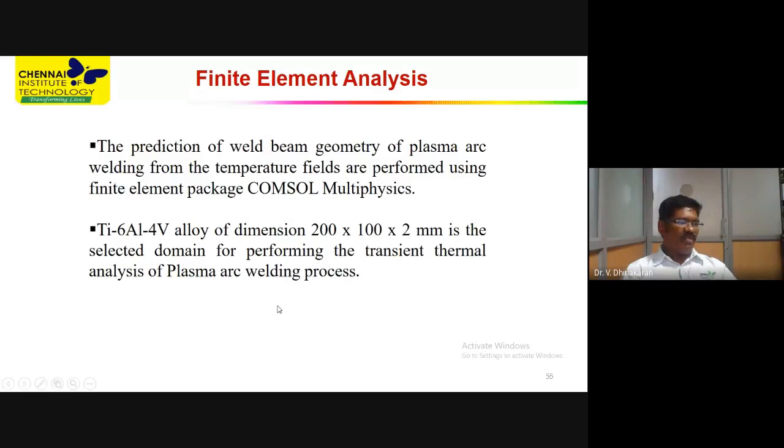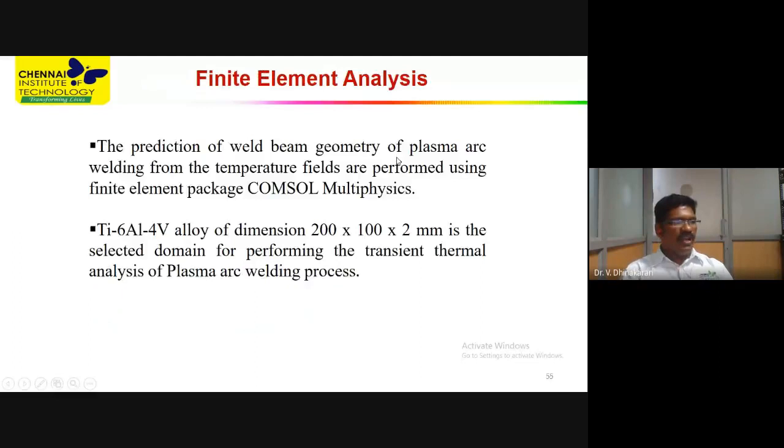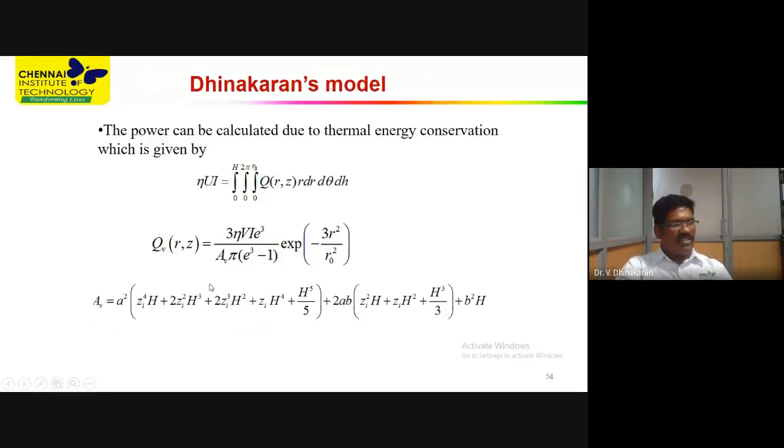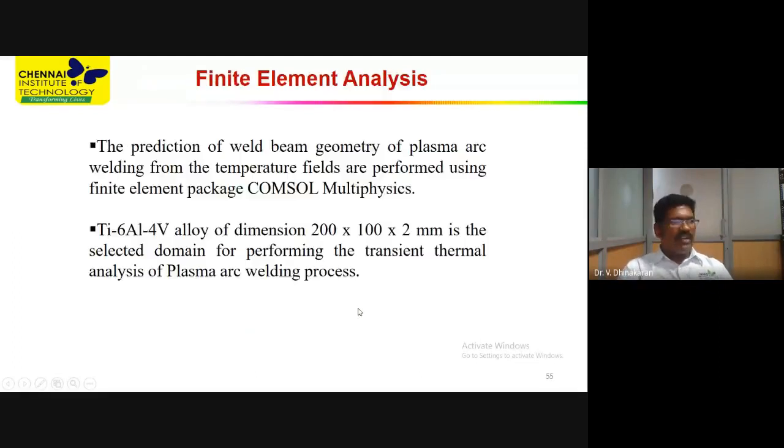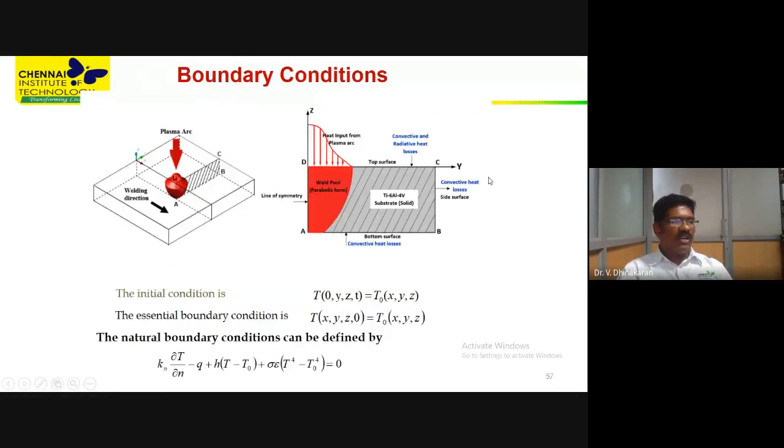We use COMSOL Multiphysics, a finite element software, to solve the governing equations. As I told you earlier, this equation is available in all the analysis software. The only thing is the source term. Here Qv is the source term, and it is going to be replaced by this equation. This equation is substituted in place of Qv and solved by the COMSOL Multiphysics software.